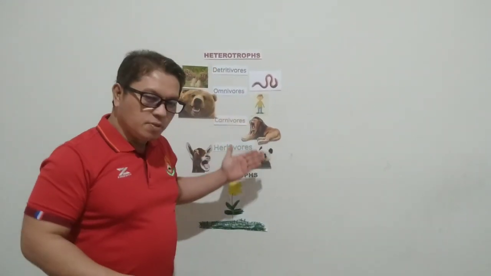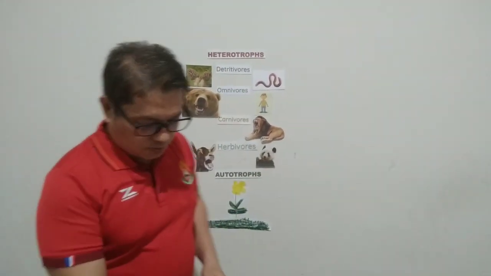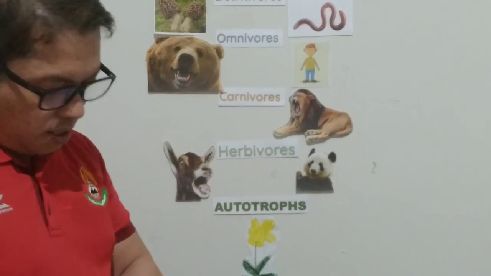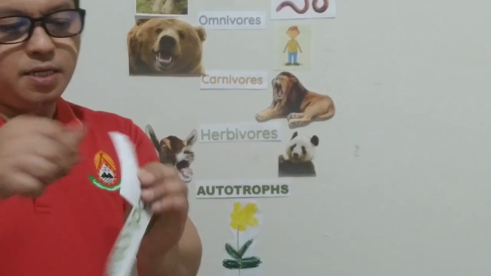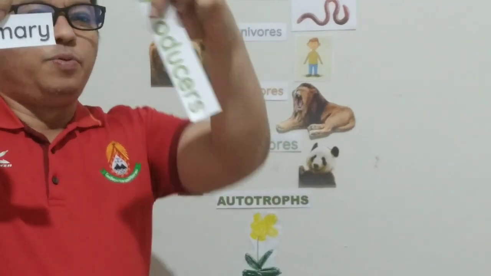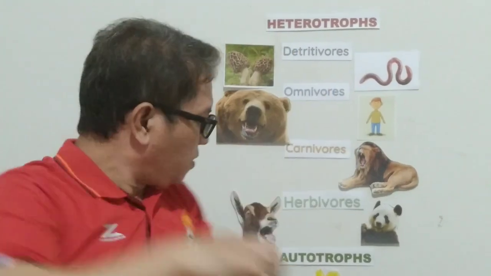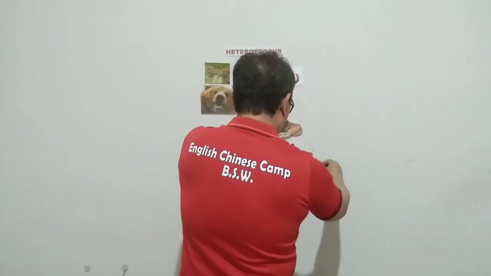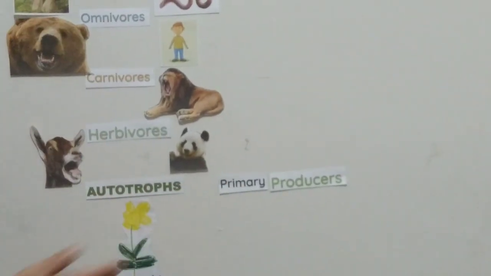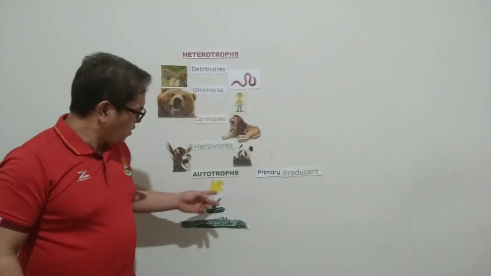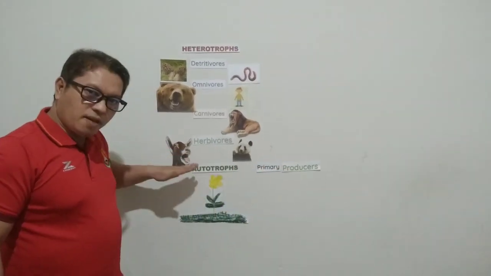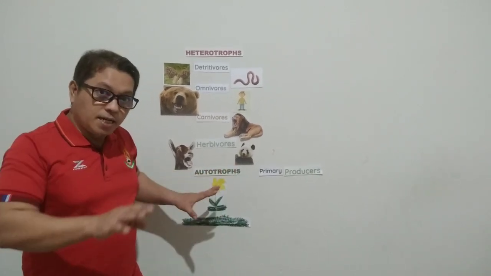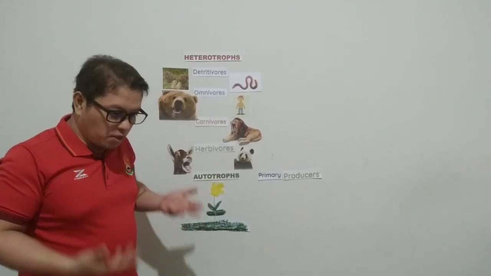Let's classify them into different levels. So, the bottom level, the autotrophs, are the primary producers. Okay? So, the first level are the primary producers. So, the autotrophs are the primary producers. So, they are on the first level of the food chain. They're the ones who produce their own food, and they don't need anybody to provide them with food.